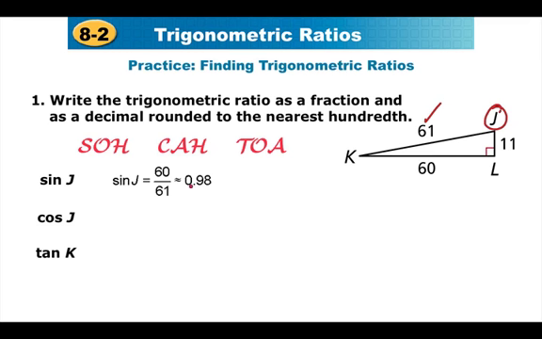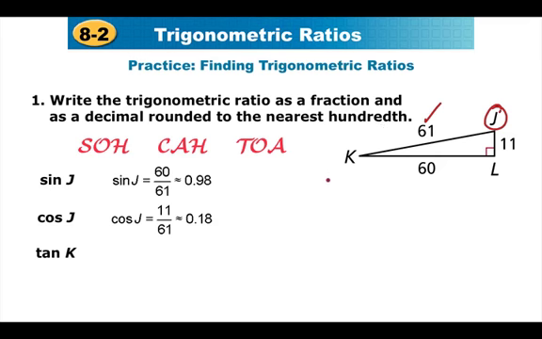Now let's do cosine of angle J. So cosine is adjacent over hypotenuse. And again, we're still working with this reference angle J. So from this angle, which side is adjacent to it? 11. And then the hypotenuse is still 61. So that's why we have this. Punch this into your calculator and you get 0.18 once you round to the nearest hundredth.